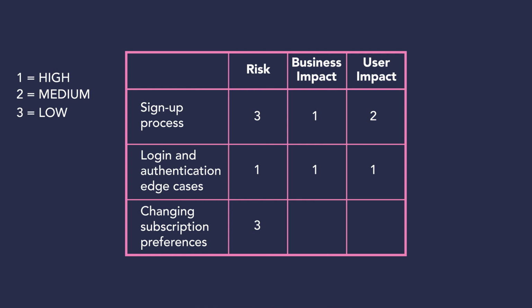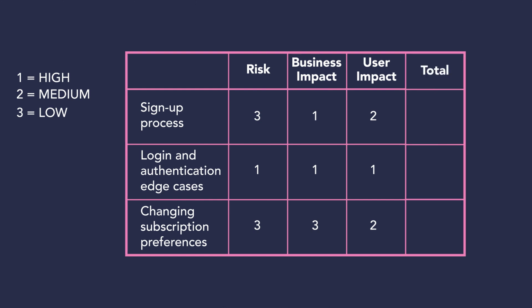Okay, finally, let's consider changing subscription preferences. Risk is low. We've done this before. There are plenty of design patterns available, so we'll give this a 3. Business impact, that's also low. The business doesn't care if it's a little bit difficult for people to pause or check their subscriptions. For the user, it's slightly higher impact. It's going to be annoying if they can't figure out how to do this themselves, but it's not a showstopper because they could email or call the contact center.